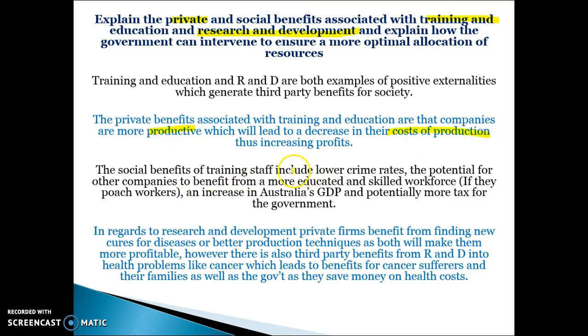The social benefits of training include lower crime rates, the potential for other companies to benefit from a more educated and skilled workforce, an increase in Australia's GDP, and potentially more tax. In regards to research and development, private firms benefit from finding new cures for diseases or better production techniques, which should boost their profitability. But there are also third-party benefits.